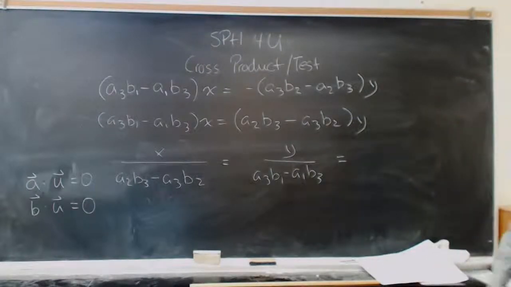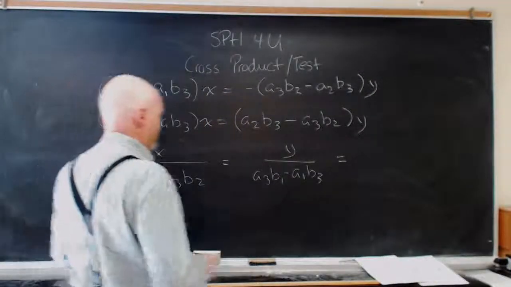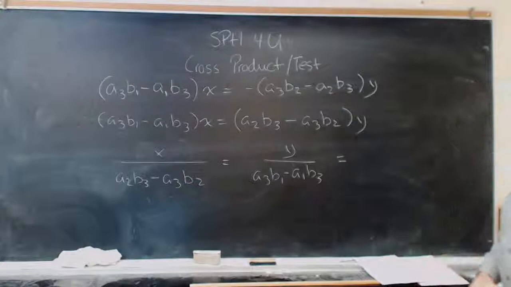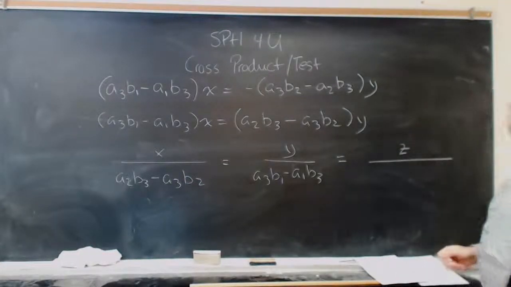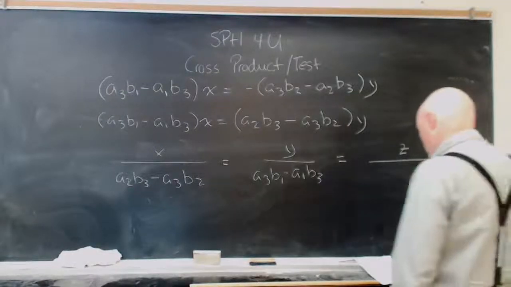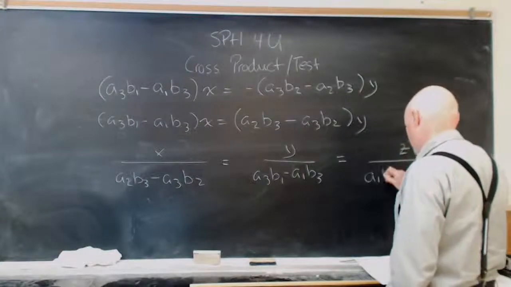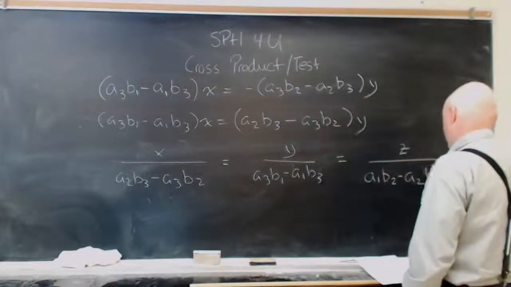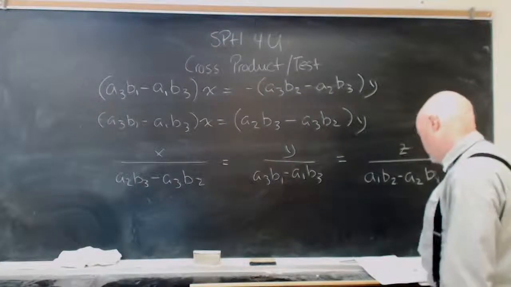Now, I'm not going to do it because it's a kind of a long song and dance, but we can do exactly the same thing with Z, and we're going to end up with an expression in Z that looks like this. So you notice that this already picks up those patterns. All those things are equal to each other and they're going to be equal to some constant. That constant, we're going to call it C for now.